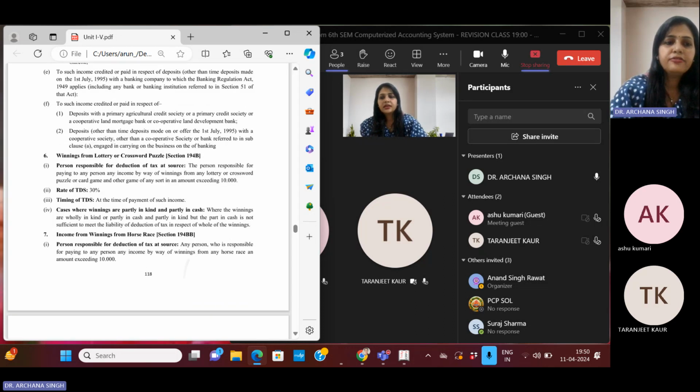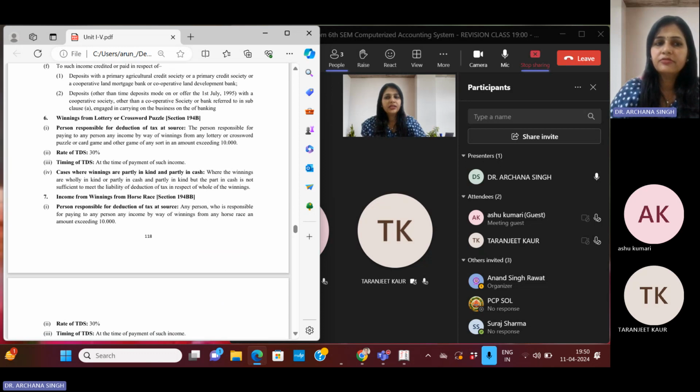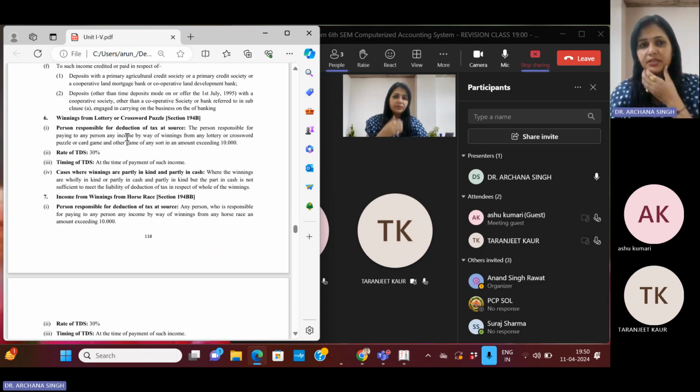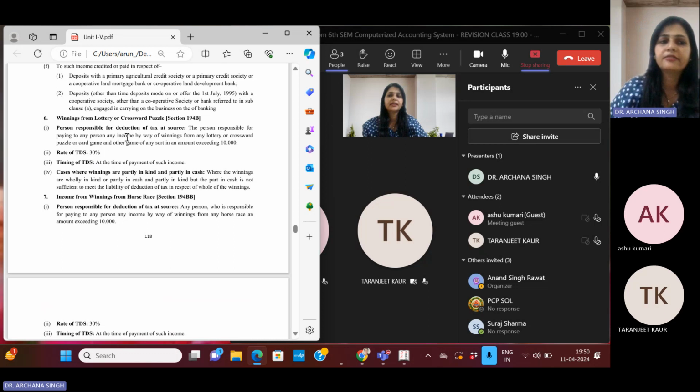Now next is if there is an income from winning from lottery or crossword puzzle. क्रॉसवर्ड पजल है या फिर लॉटरी से आप कुछ जीत रहे हो, तो on that income whether TDS is applicable or not, so it comes under section 194B.